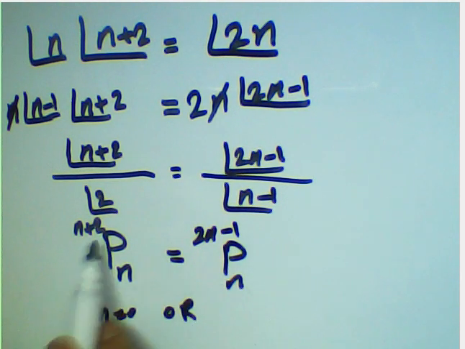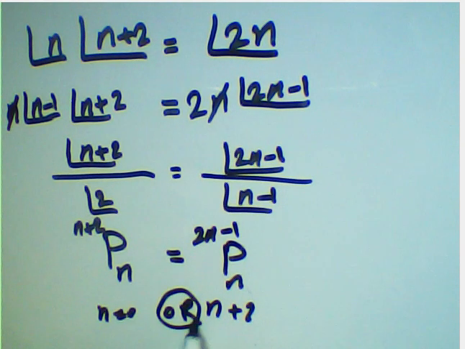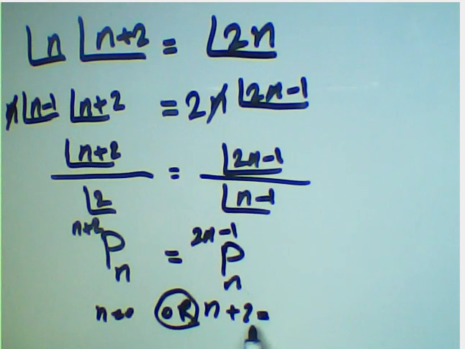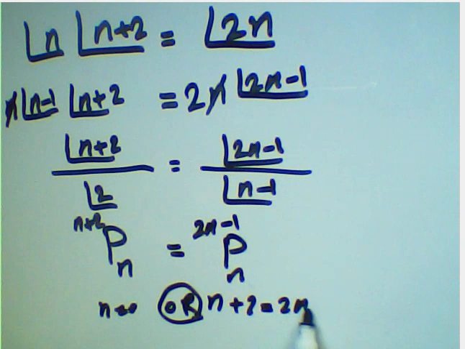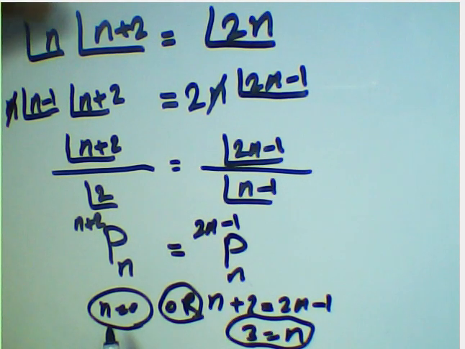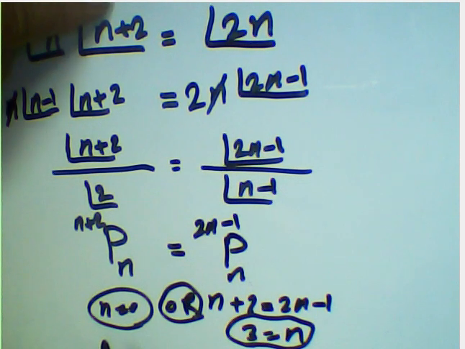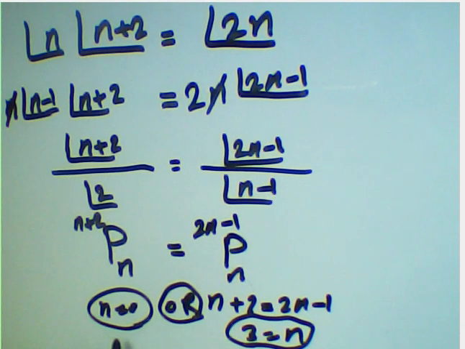2n minus 1 equals n plus 2, or n plus 2 equals 2n minus 1. Moving here it will be n, and moving here it will be 3, so n equals 3, or n equals 0. Put 0 here, factorial 0 and factorial 2 will not be equal. Factorial 0 equals 1, and factorial 2 does not equal factorial 0, so it's false.